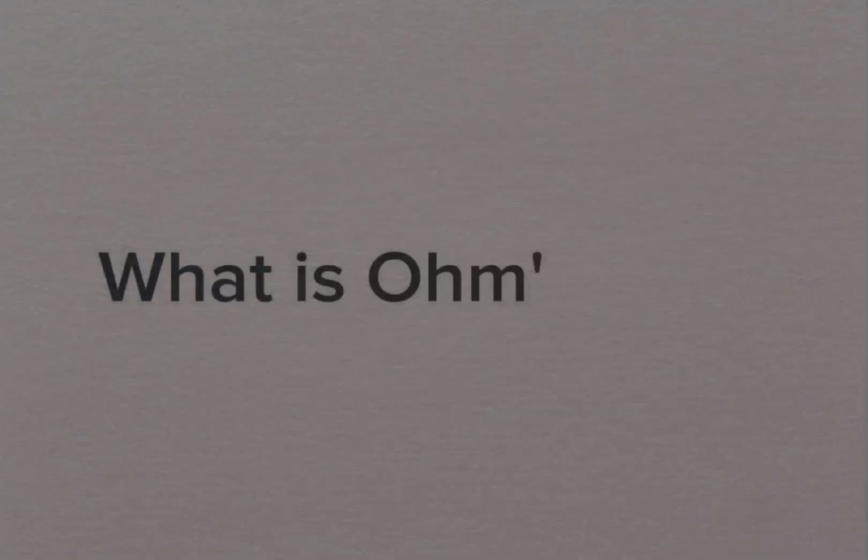What is Ohm's Law? Ohm's Law states that the current flowing through a conductor between 2 points is directly proportional to the voltage across the 2 points, and inversely proportional to the resistance between them. It also describes the relationship between voltage (V), current (I), and resistance (R) in an electrical circuit.